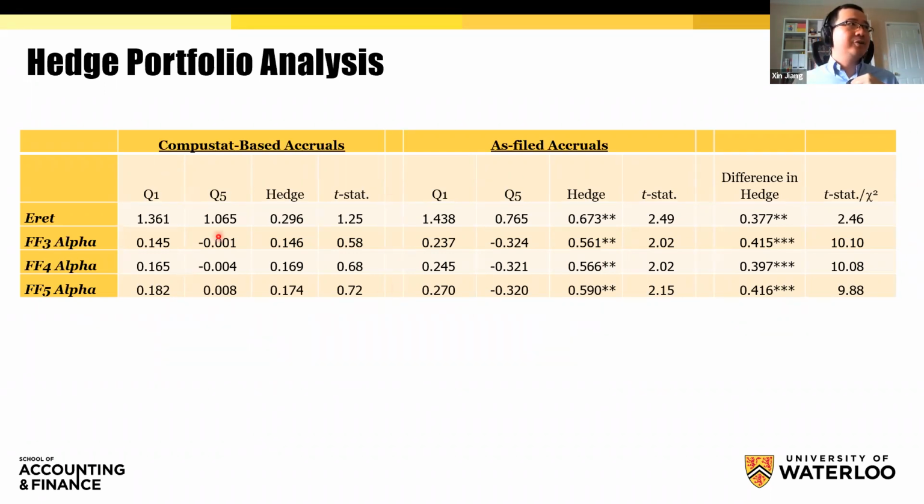We are not able to document any accruals anomaly, regardless of the return measures we used, whether it is the market adjusted return or abnormal returns based on various Fama-French factor models. There's no accruals anomaly using the Compustat data, but the accruals anomaly is still alive using XBRL data. The difference in the hedge returns is also very significant. So I see a hand from Ayong.